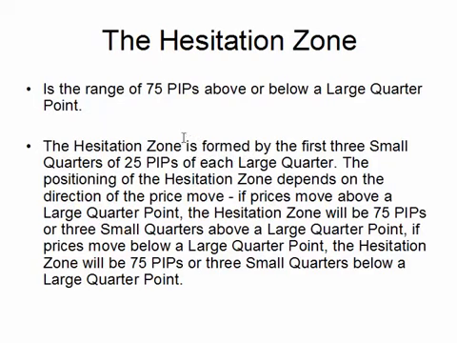The hesitation zone is the range of 75 pips above or below a large quarter point. It is formed by the first 3 small quarters of 25 pips of each large quarter. The positioning of the hesitation zone depends on the direction of the price move. If prices move above a large quarter point, the hesitation zone will be 75 pips or 3 small quarters above a large quarter point. If prices move below a large quarter point, the hesitation zone will be 75 pips or 3 small quarters below a large quarter point.